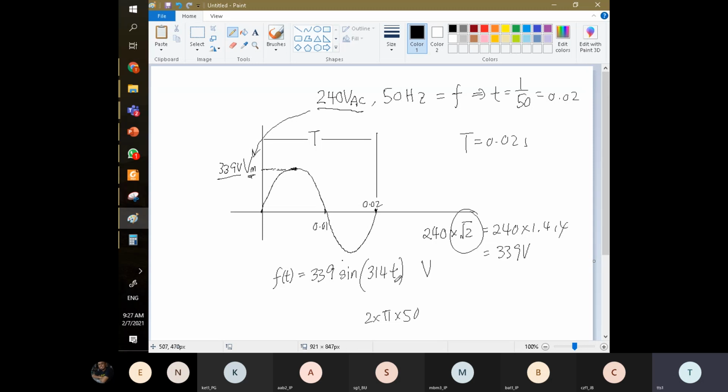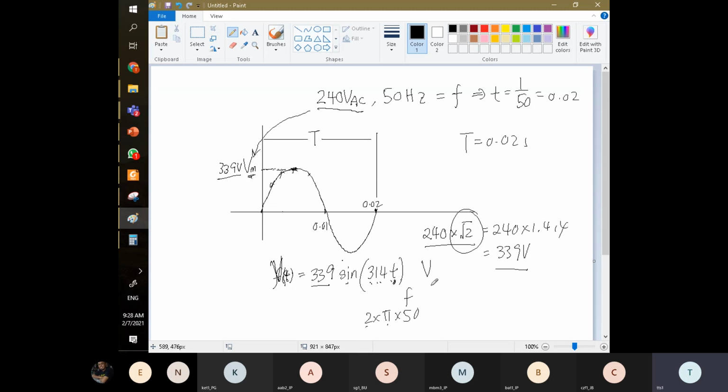Depending on what time you put in here, you can calculate the voltage. The voltage as a function of time is equal to 339, coming from here, sine 2 pi f, 2 pi frequency, 314T.